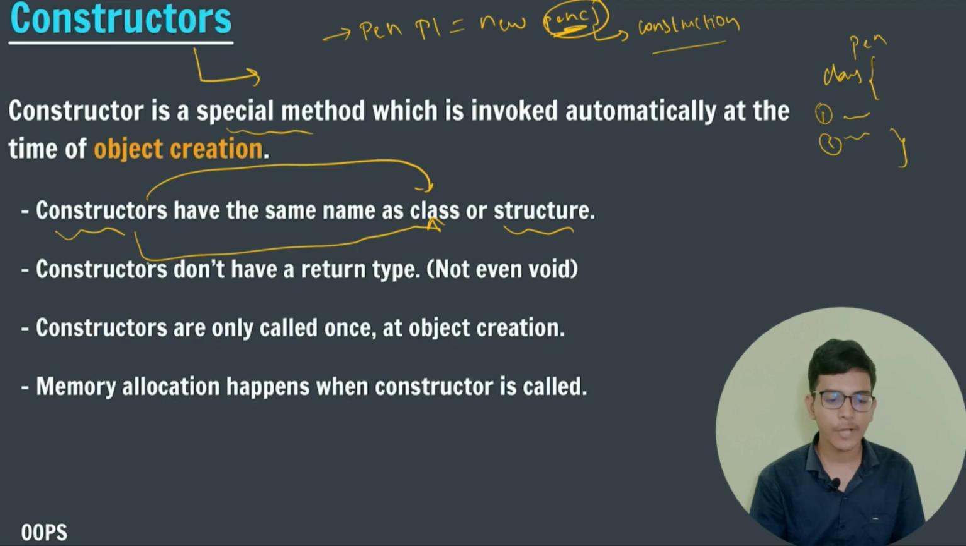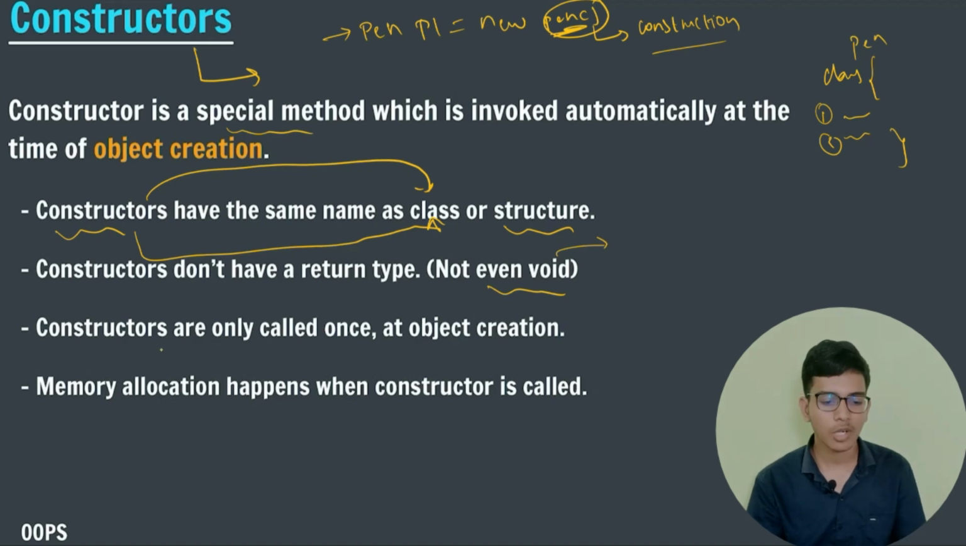The second property is that a constructor doesn't have a return type, not even void. We know that void means nothing, so we don't even write void for my constructor. So remember guys that a constructor doesn't have a return type.